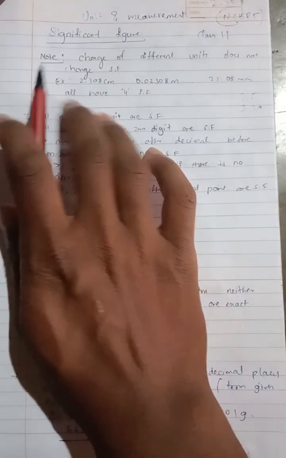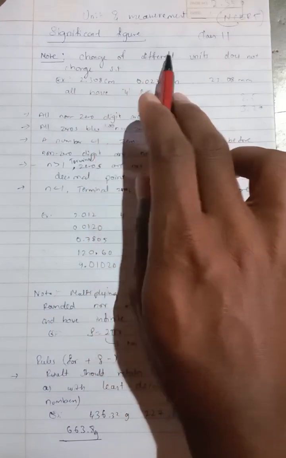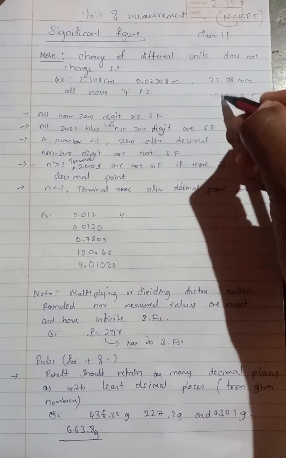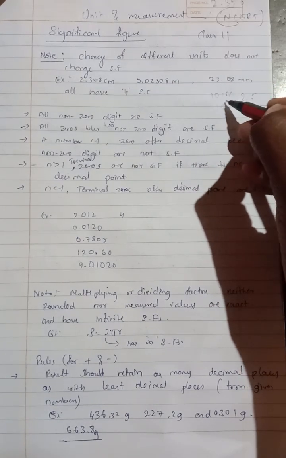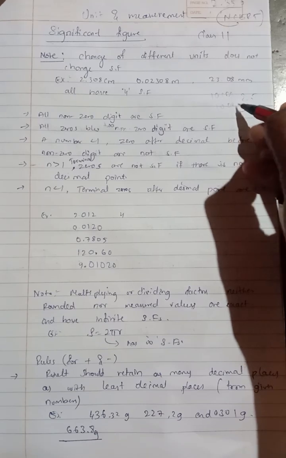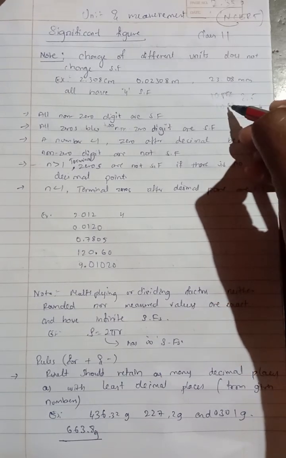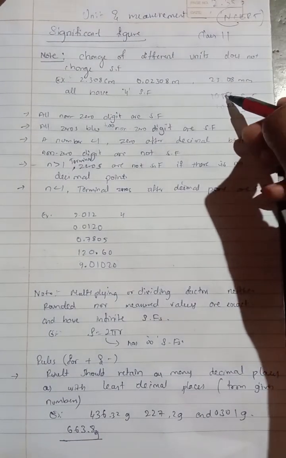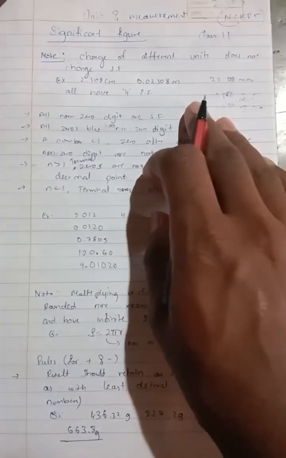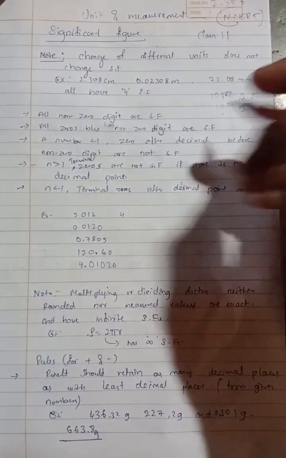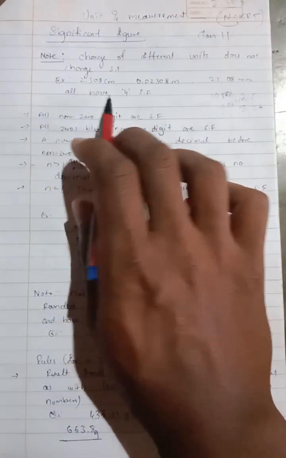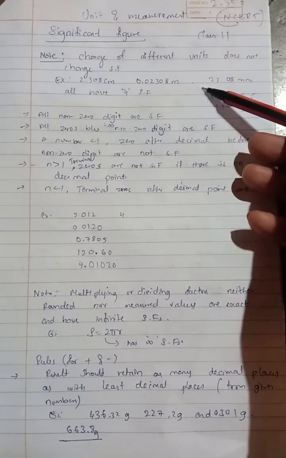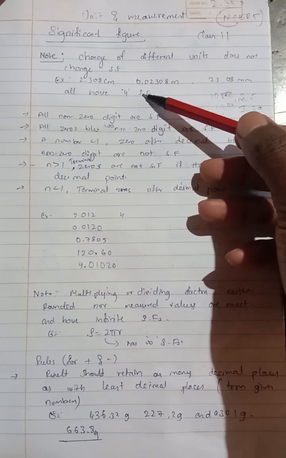There is an important note for these significant figures: change of units does not change significant figures. Means if you say 10 meter and 1000 centimeter, both will have the same significant figures. If you convert a meter to centimeter, it does not make any difference. This example is from the NCERT syllabus itself: 2.308 centimeter is equal to 0.02308 meter, and all have four significant figures. How four, we will see later.